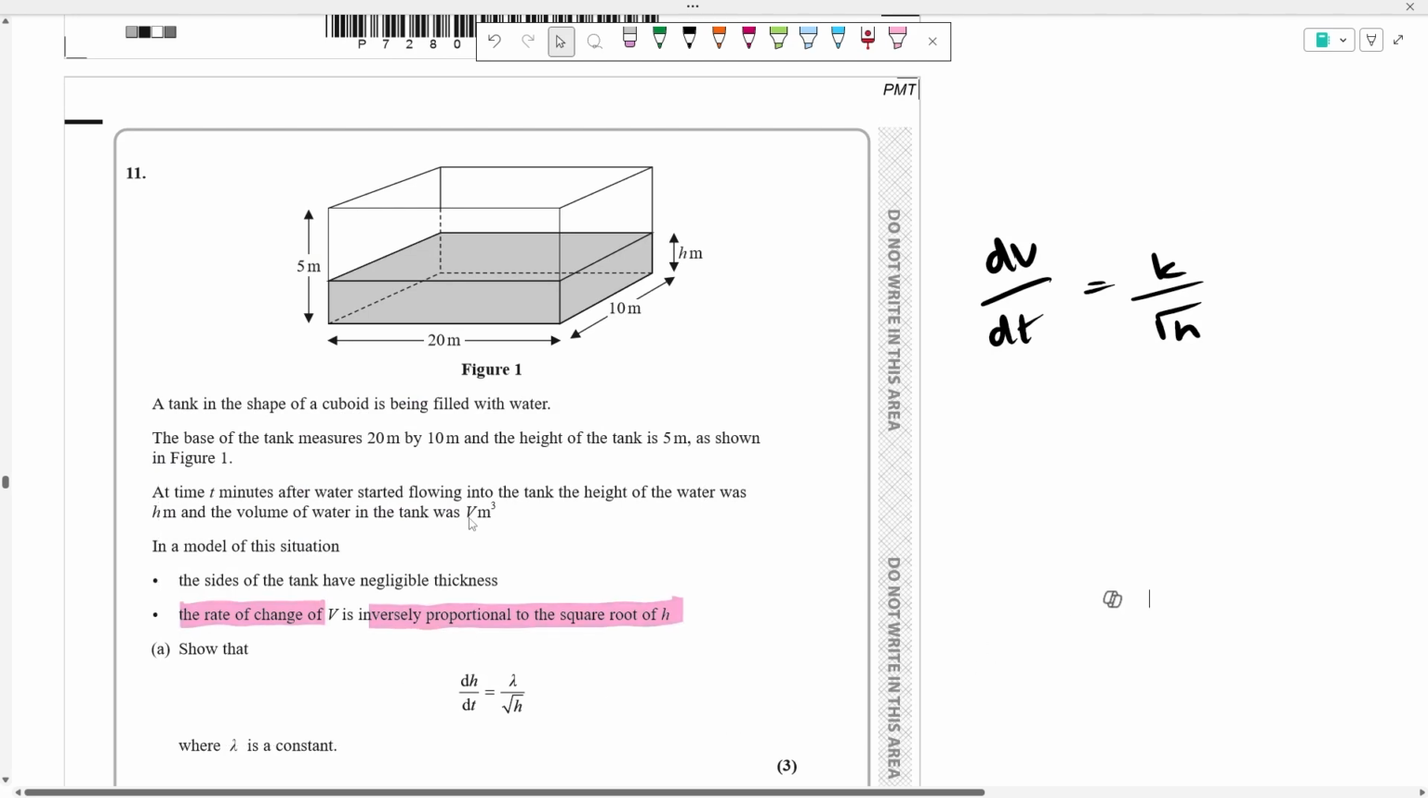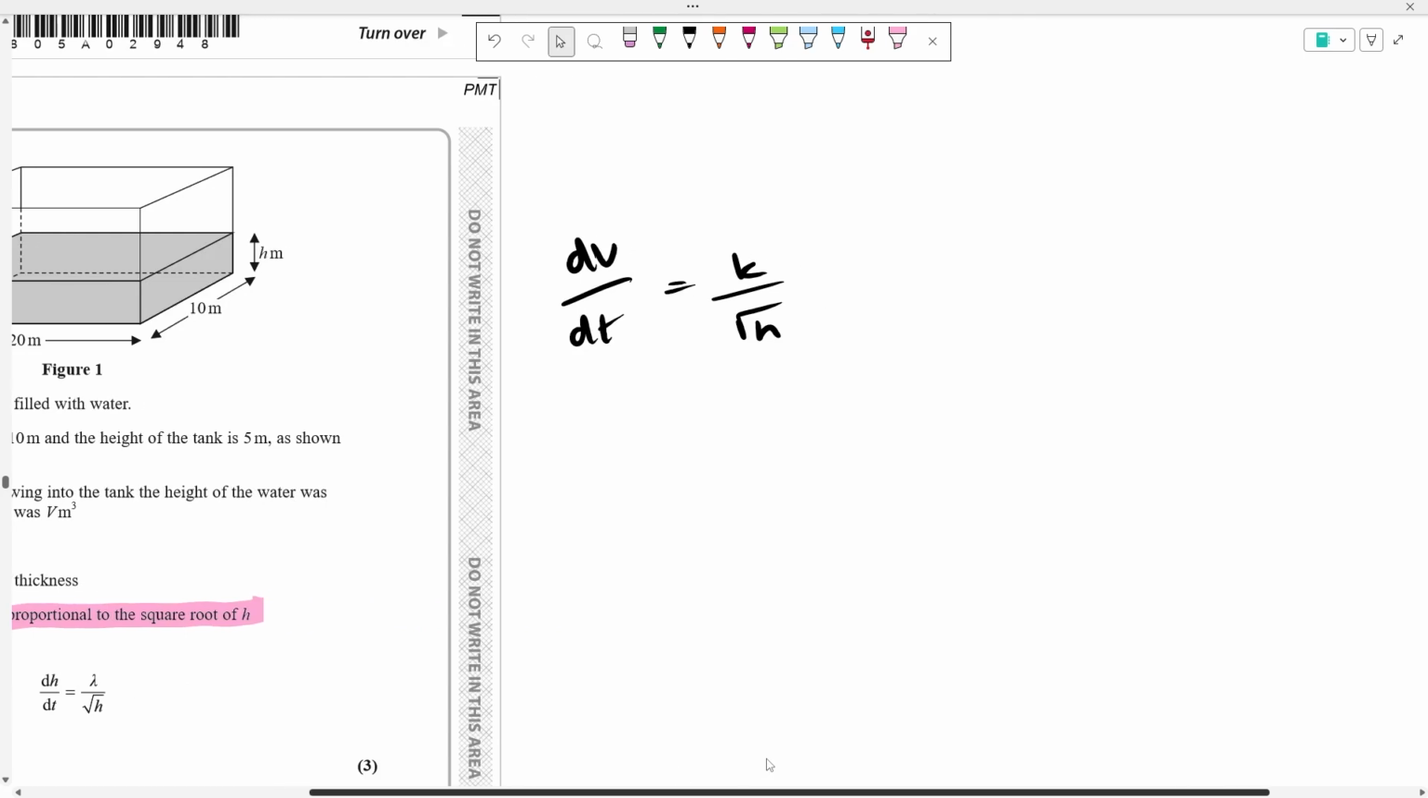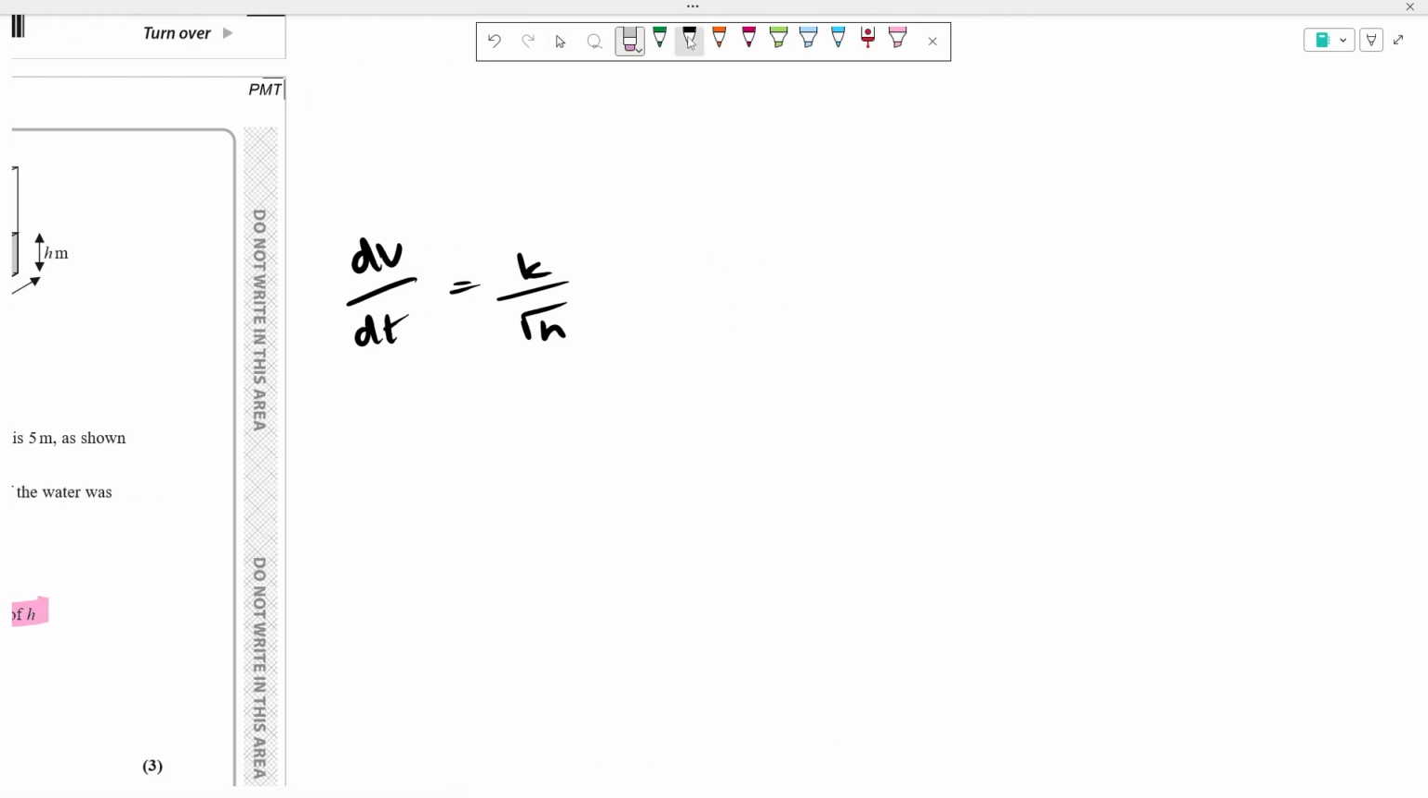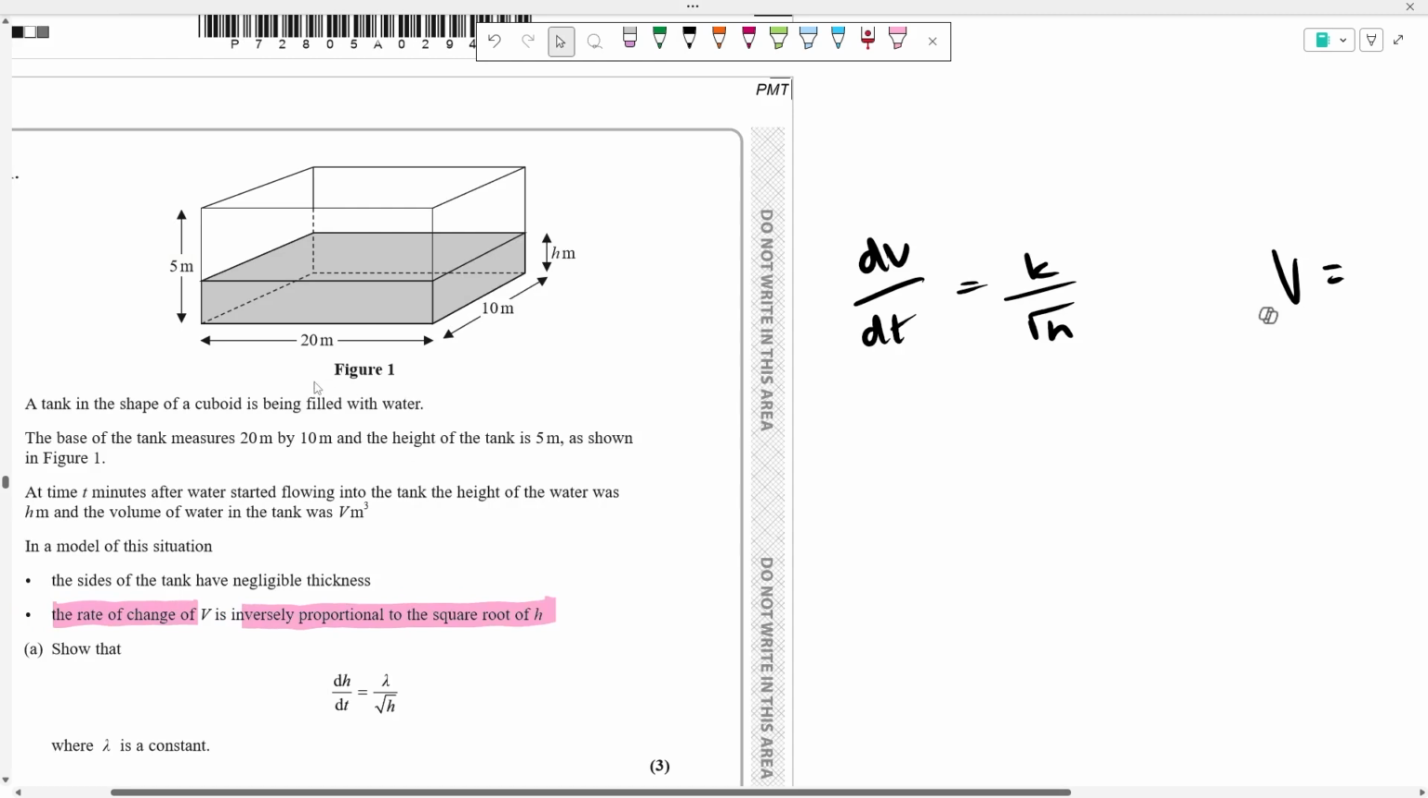Okay, well, we've got a volume. So if you ever have a volume like so, try to make a formula of the volume. Sometimes a formula is kind of given to you, but in this case it's just pretty simple, to be honest. We have base times by depth times by height, and we should really be talking about this liquid in this case. That's going to be 20 times by 10 times by h.